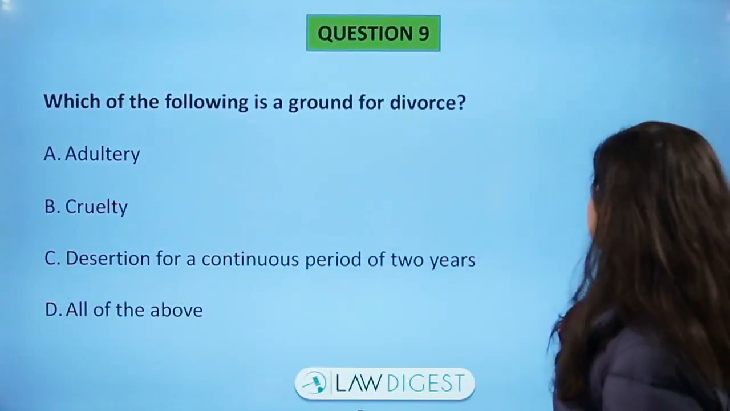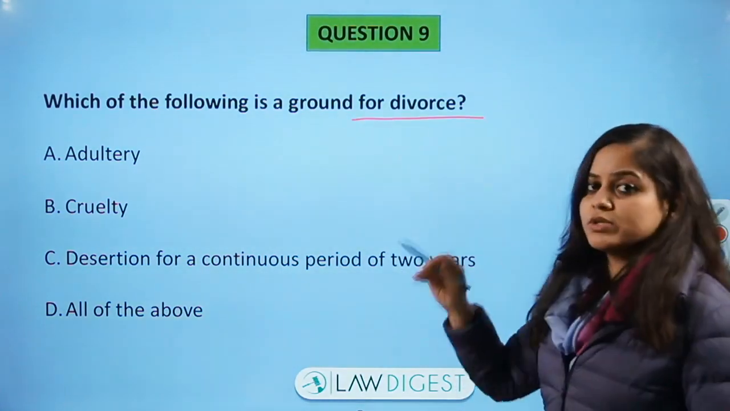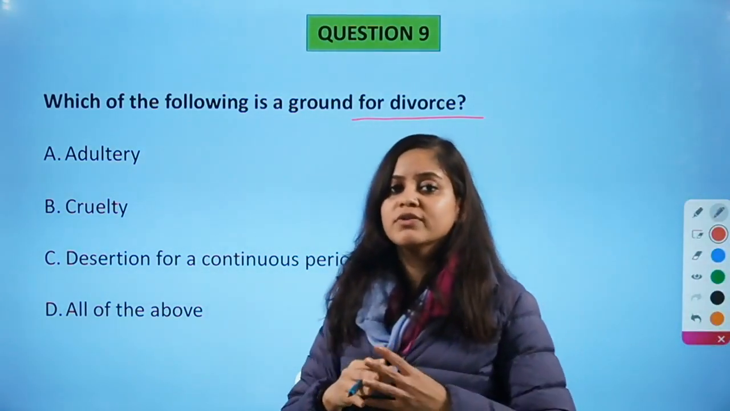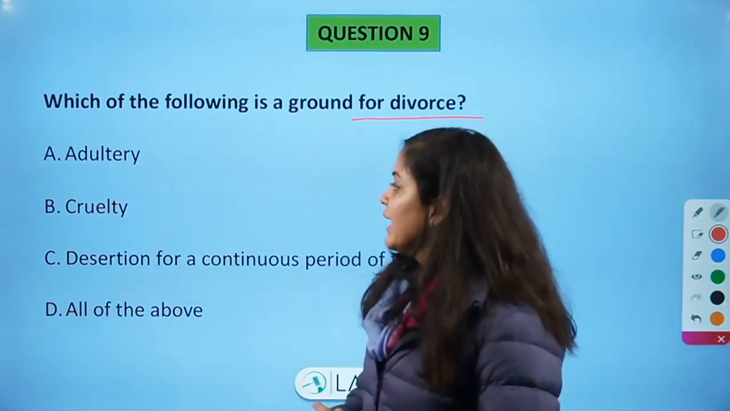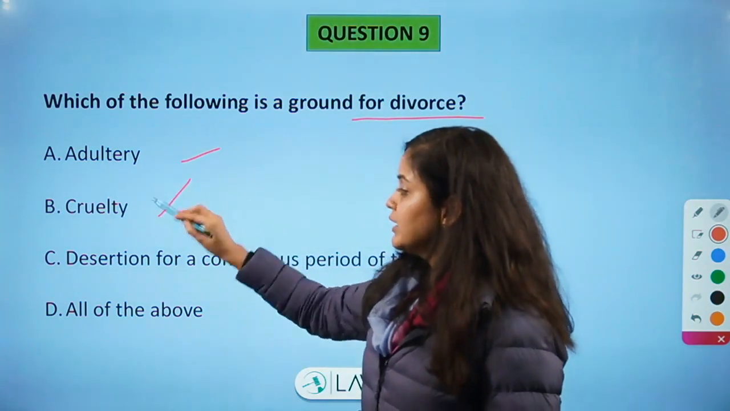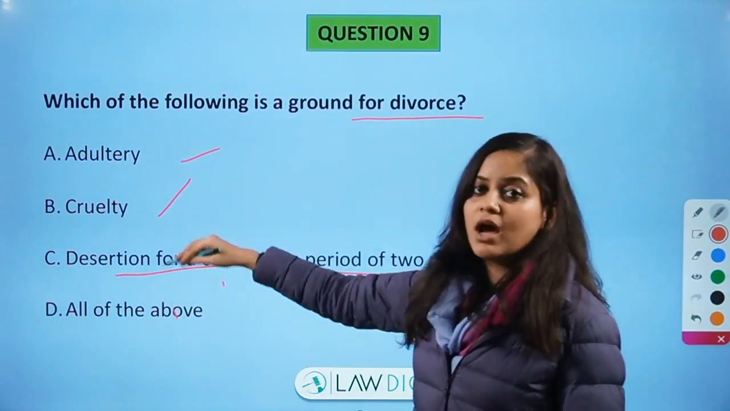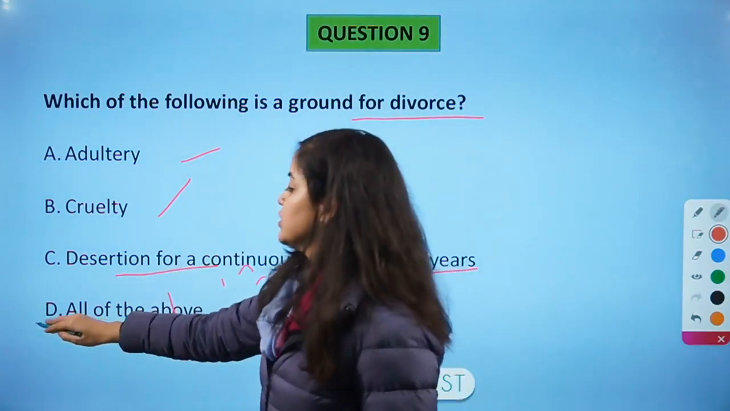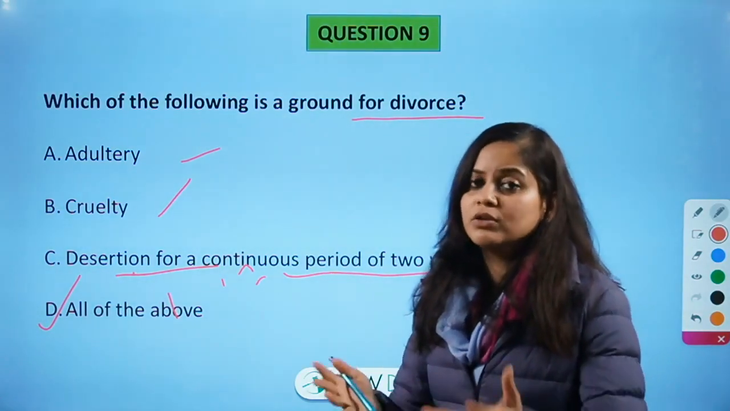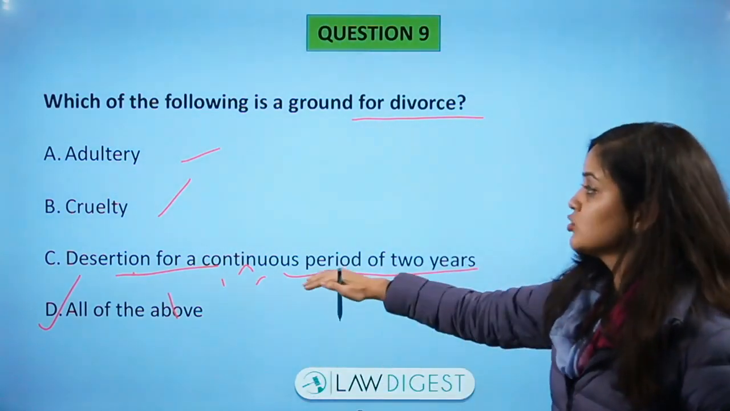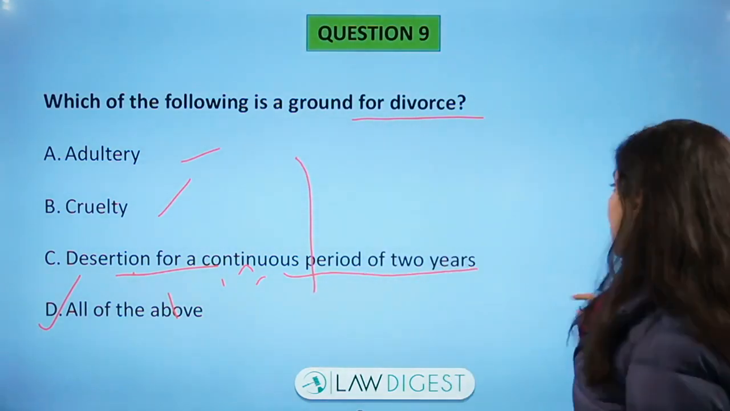Then moving on to the next one. Which of the following is a ground for divorce? So there are a lot of grounds given under family law for divorce under the Hindu Marriage Act for divorce, and adultery, cruelty, desertion for a continuous period of 2 years. All these are grounds of divorce. So option D is the correct answer here. Desertion means that leaving your partner without any cause is desertion. So all these options they form the ground for divorce.